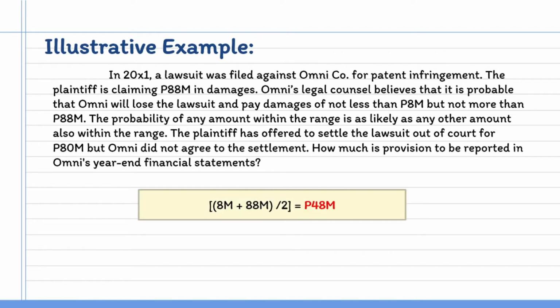Dahil sabi sa problem, probable na matalo sa lawsuit si Omni at provide siya ng not less than 8 million but not more than 88 million, may continuous range of possible outcomes. Ang gagawin natin ay midpoint. Para makompute yung midpoint, yung 8 million add sa 88 million then divide it by 2. Total is 48 million. Yan yung magiging amount ng provision.